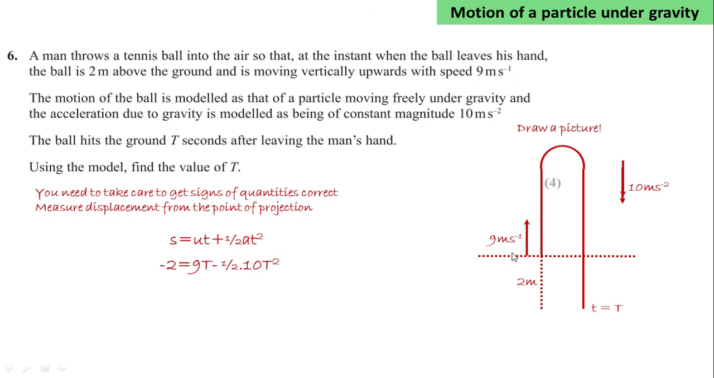We know the initial velocity is 9, measured in the positive upward direction. We know gravity is minus 10, as it's going in the negative direction. So we get this quadratic. We rearrange it, we solve it. We have one positive root, and that is big T equal 2.